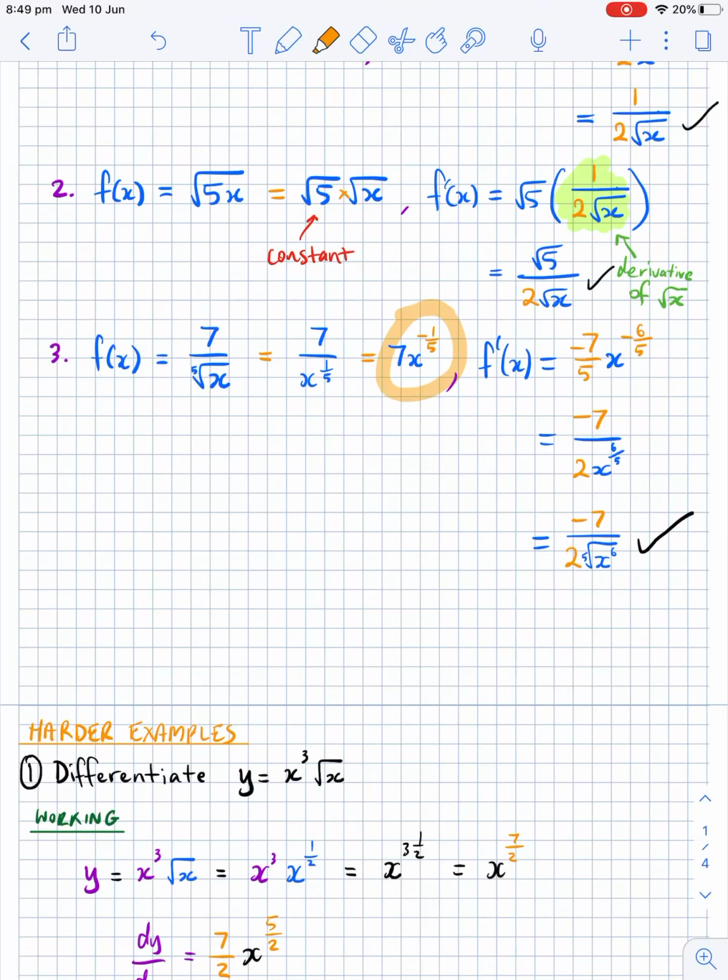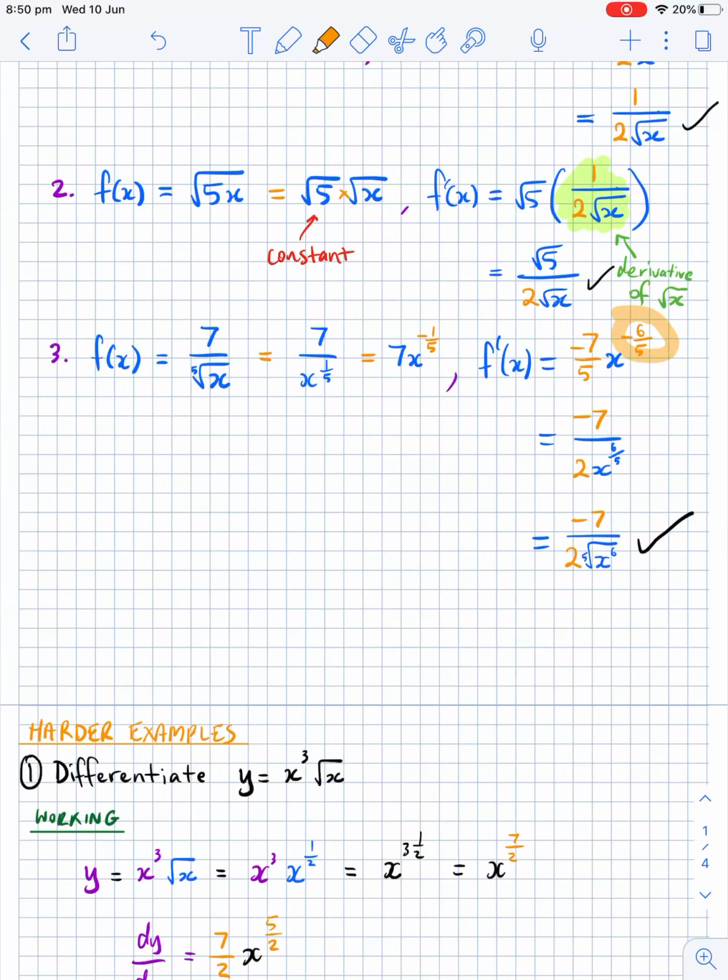We can differentiate this nice and easily. Negative 1/5 times that 7 gets us negative 7/5. And negative 1/5 take away 1, like it's going down by 1, it's going to get to negative 6/5. So that's just as an improper fraction, like that negative 1 and 1/5 is that as an improper fraction.